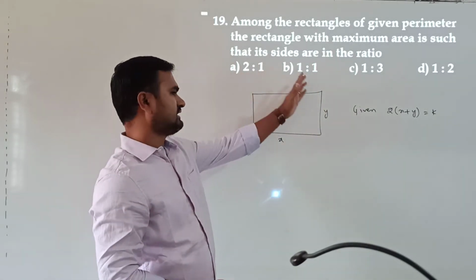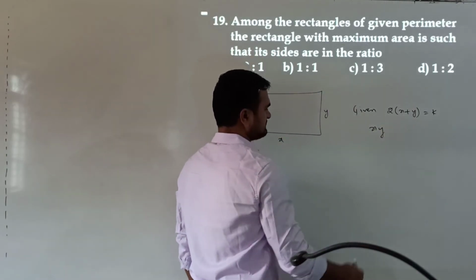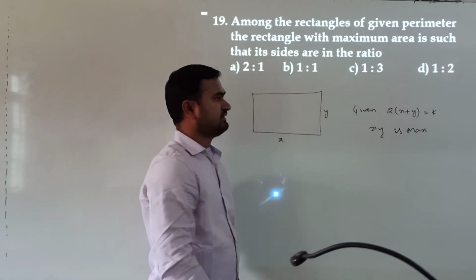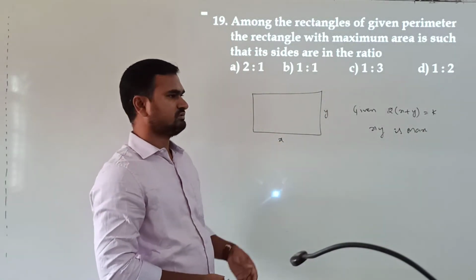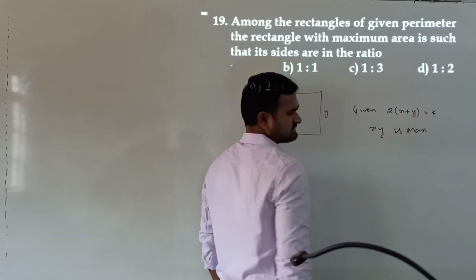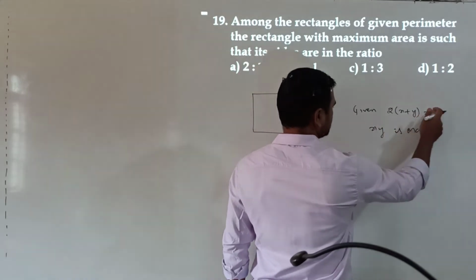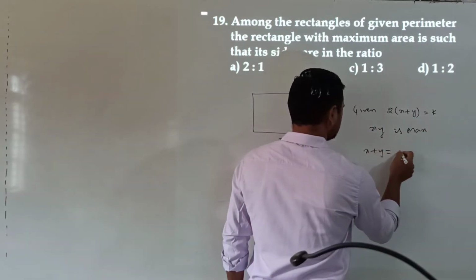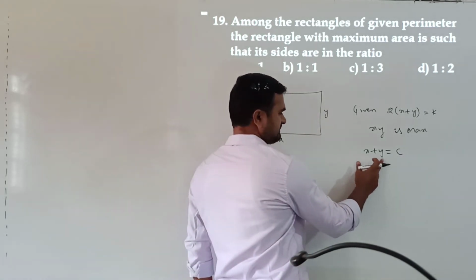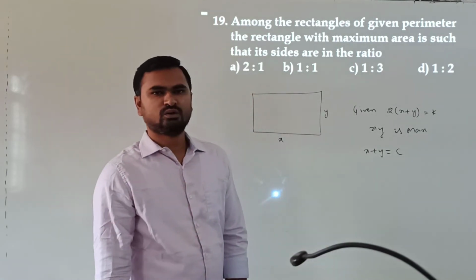Then the maximum area is such that its sides are in the ratio. So the area of this rectangle is maximum. What is the area of the rectangle? xy is maximum. Now we have to find the ratio of sides. What is x is to y? Now see that x plus y is k by 2, some constant. So 2 times (x plus y) is k means x plus y is k by 2, which is also some constant. So x plus y is constant, xy is maximum. So what about the x and y values?